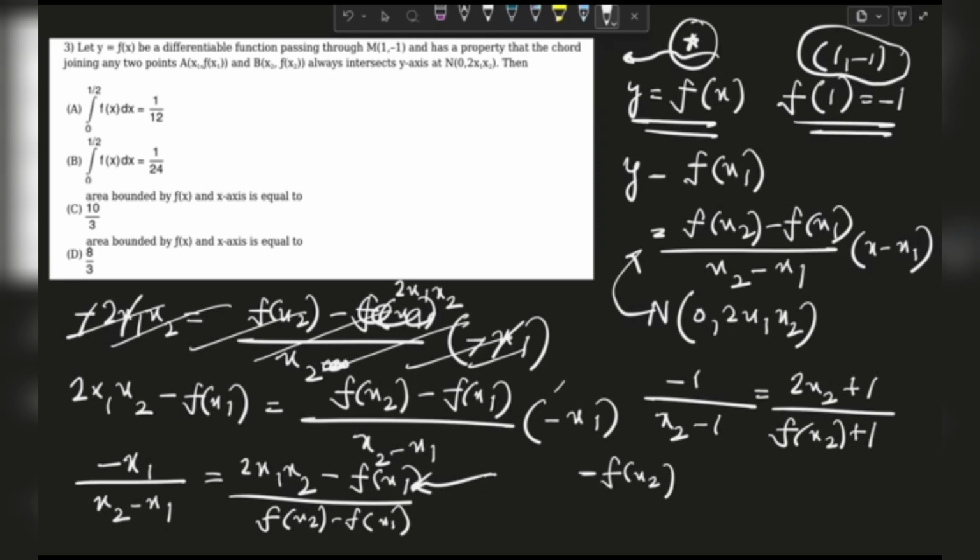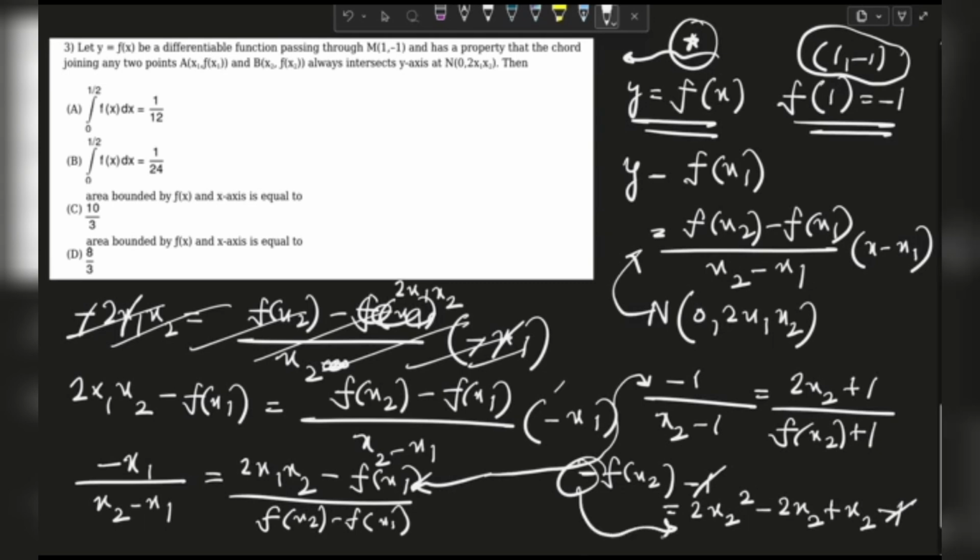After this step, we have minus f of x2 minus 1 is equal to 2x2 square minus 2x2 plus x2 minus 1. So our minus 1 gets cancelled, 1x2 will be reduced, and if we shift the minus to that side, we will have our f of x2, or rather our function, ready.